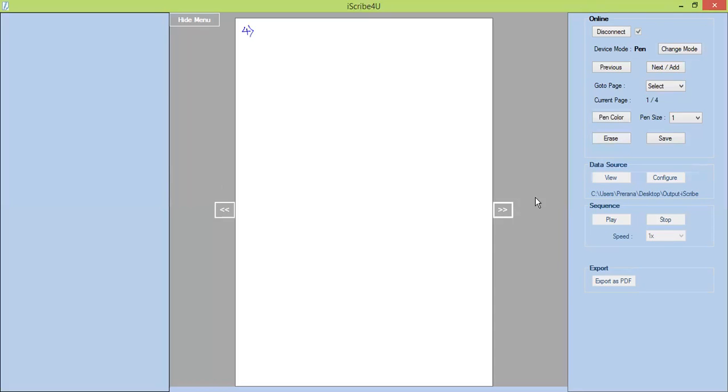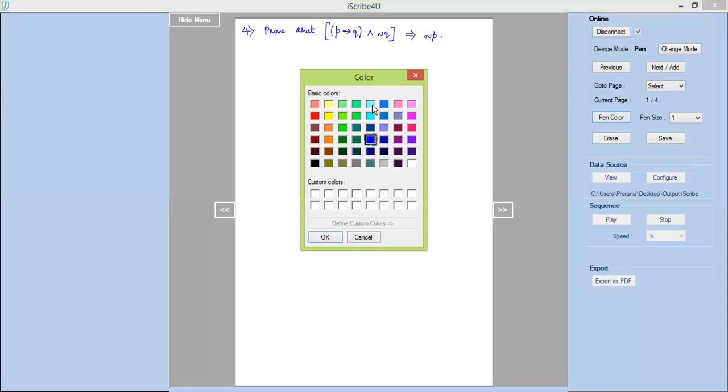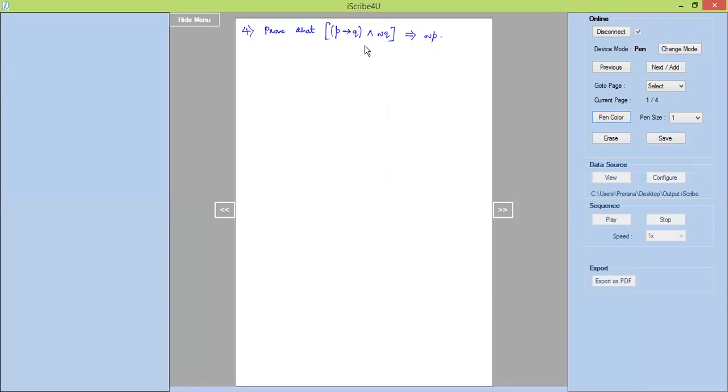Fourth one. Prove that P conditional Q and negation Q implies negation P. So this expression is of the form capital P, the bracket term, and I have to prove P implies Q. So I have to prove that this entire expression is P for me. So P implies Q I have to prove.